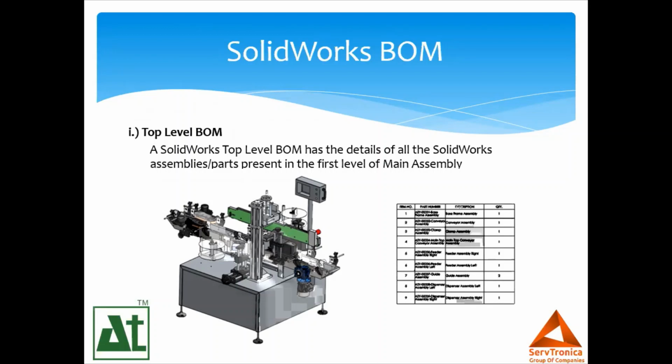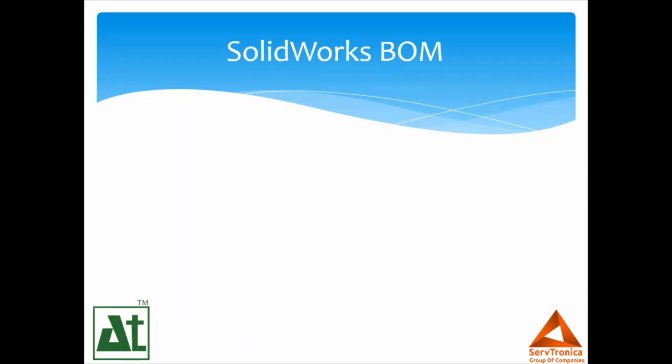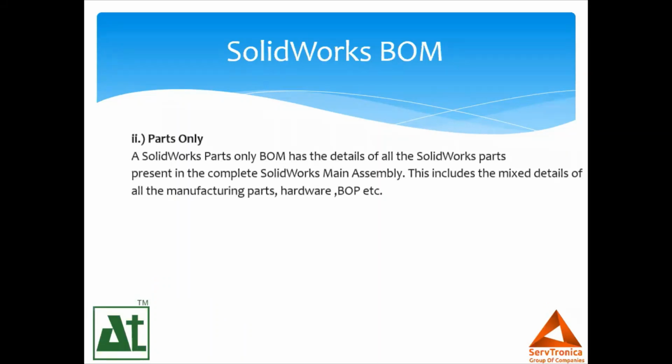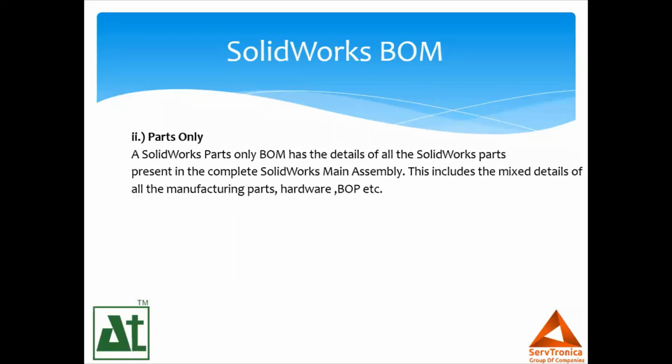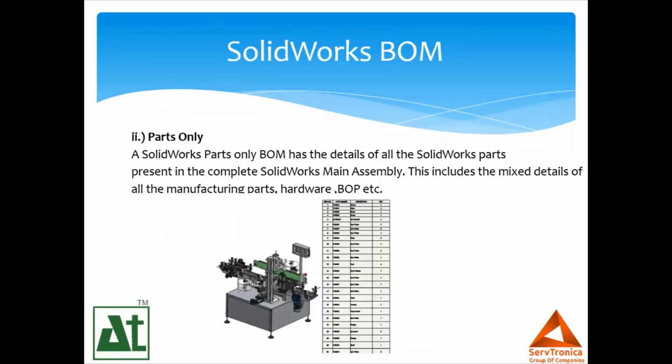It could be the items available in the first level of a main assembly, so it will give you the details of all those items. Next is the parts only BOM. The parts only BOM is the combined detail, a mixed detail of all the SolidWorks parts. It could be a hardware, it could be a manufacturing part, etc. So it's a mixed detail of the complete machine.